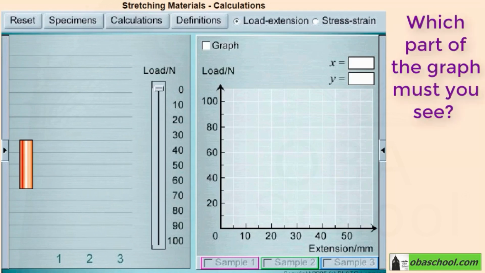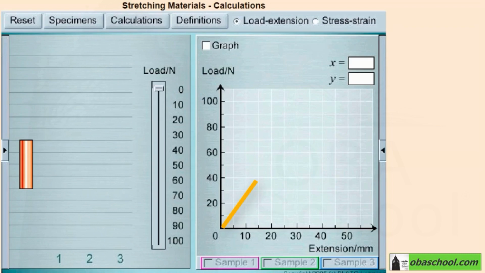Which part of the graph must you see? Yes, you should see the initial straight line part of the graph, the part where the material obeys Hooke's law and where there's a proportionality between the load and the extension.